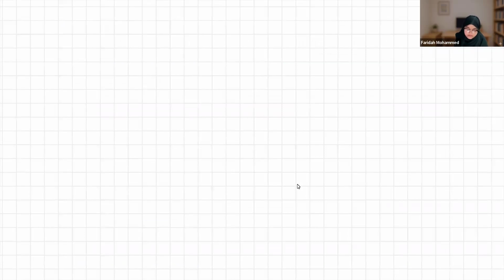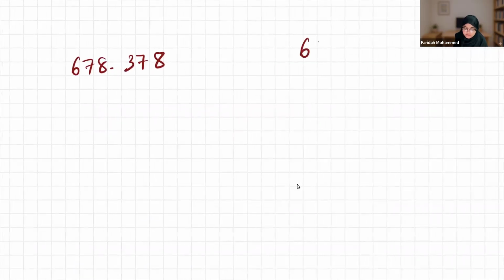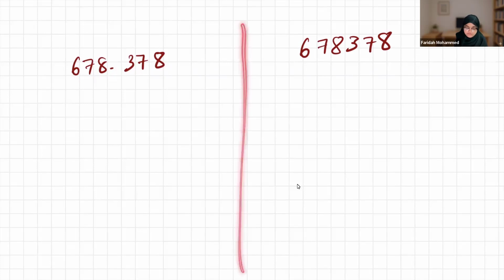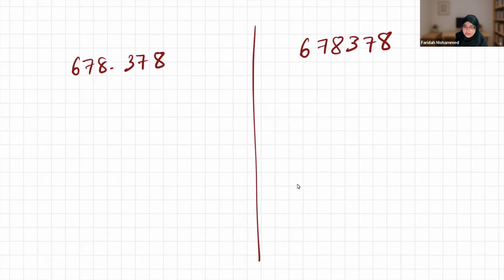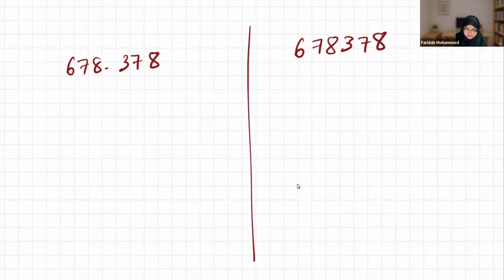Let's say you have 678.378, and then you have 678,378, right? Now both of them, you want to round off. Please make sure to write it down, okay? Both of them, you want to round off to, let's say, 4 sig figs.